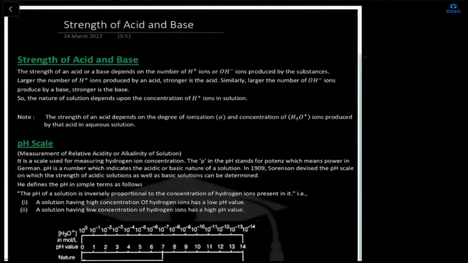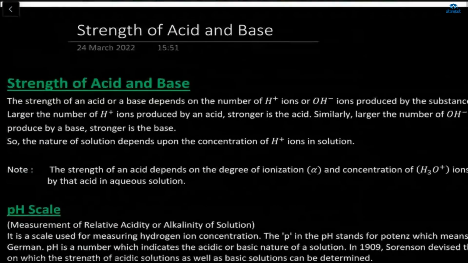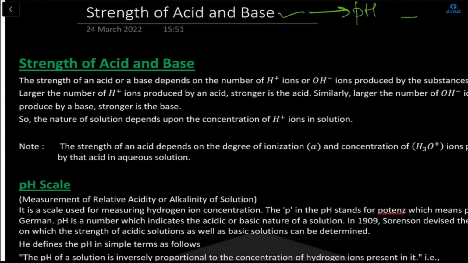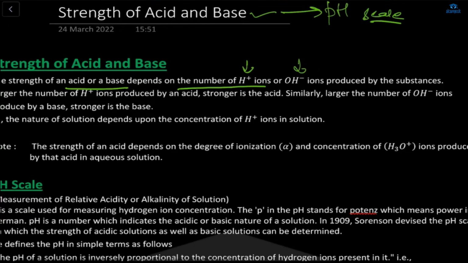What is this? The strength of acid and base. How will we get to know the strength? From the pH scale. The strength of an acid or base depends on the number of H plus ions, because acid is H plus and the basic is OH minus.